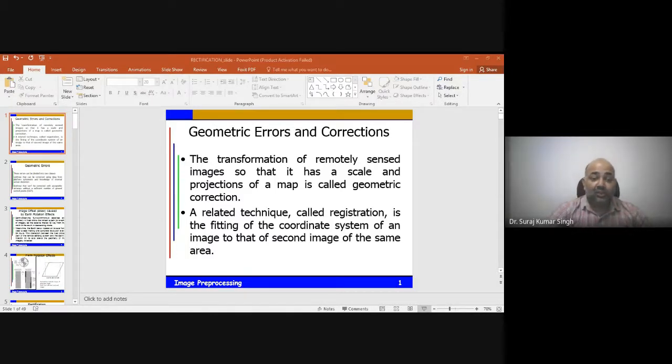So, what I have already stated is the GCP must be well dispersed, must be well distributed throughout the area, must be reliable, must be accurate. Because if it is not reliable, even if you are providing a projection system with the same projection system, the image will be rectified, but the amount of error will be very high.